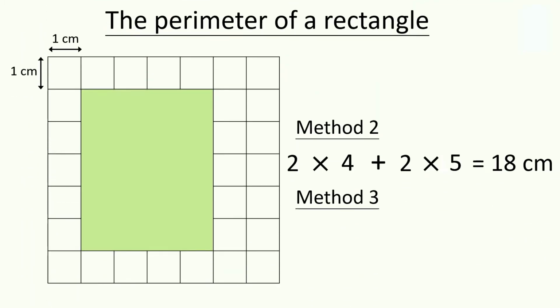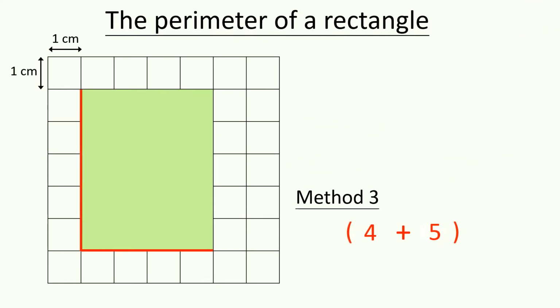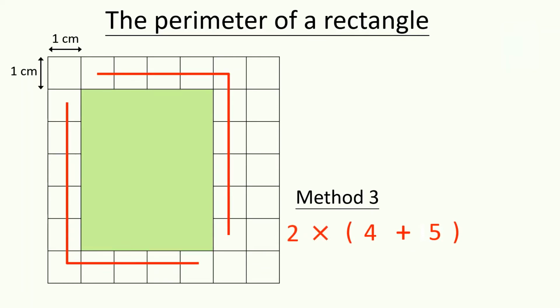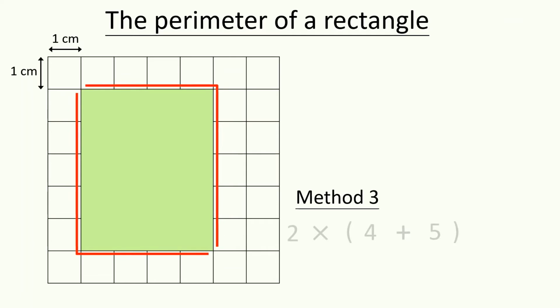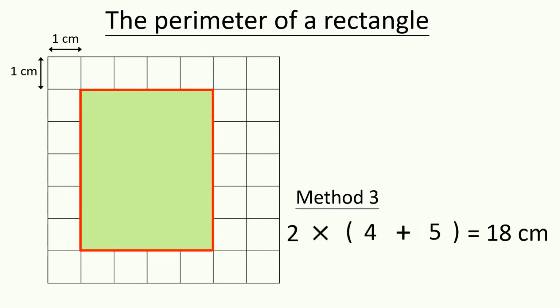Method 3. One length and one width are grouped together to form a pair. Here is another pair. Totally, there are 2 pairs of length and width. The perimeter of the rectangle is 2 times the sum of 4 and 5 equals 18 centimeters.